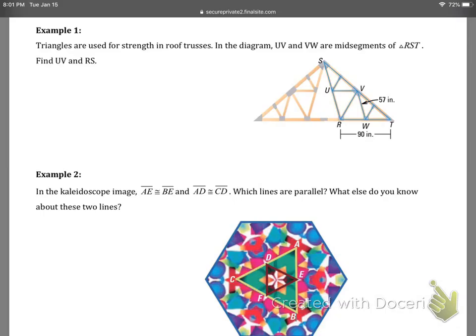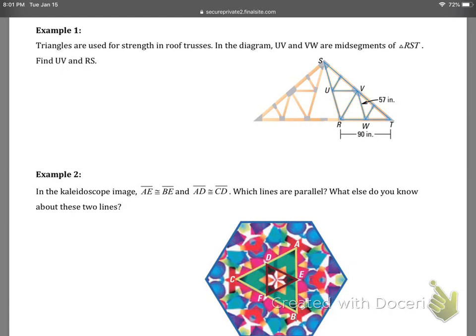Okay, so there we have it. So, example 1. Triangles are used for strength in roof trusses. Okay, that's good to know. In this diagram, UV and VW are mid-segments of triangle RST. So let's see where triangle RST is.